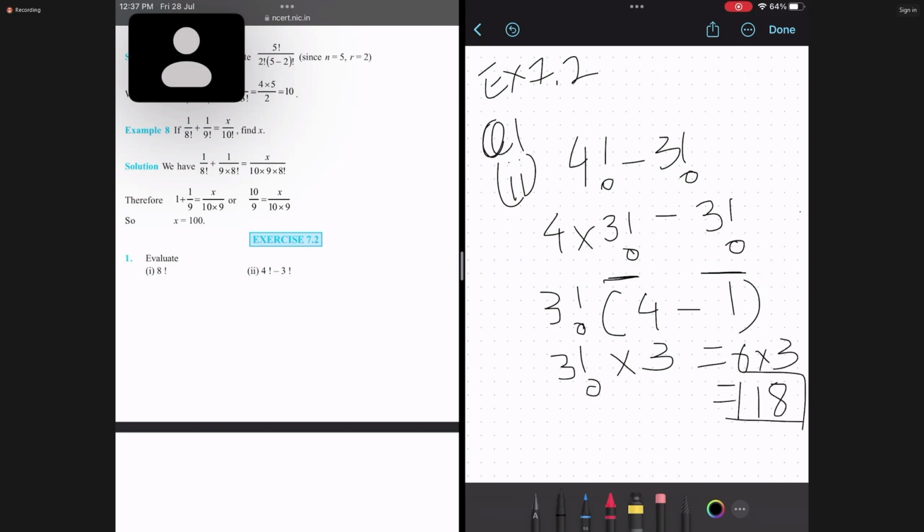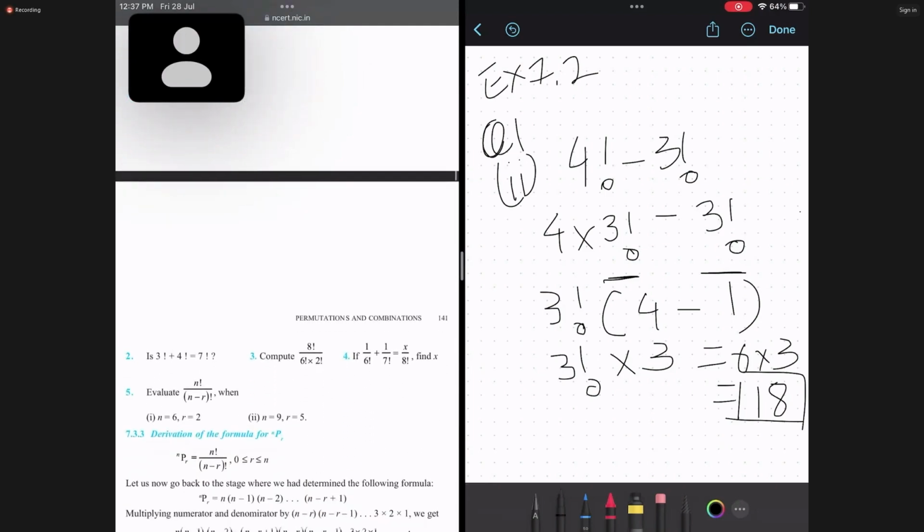There you have it, folks. It is evaluated, and this practice is going to make your life much easier, rather than first calculating 4 factorial and then calculating 3 factorial and taking out the difference. You could just do this, take 3 factorial out common from both the operands, and your life will be much simpler for that.